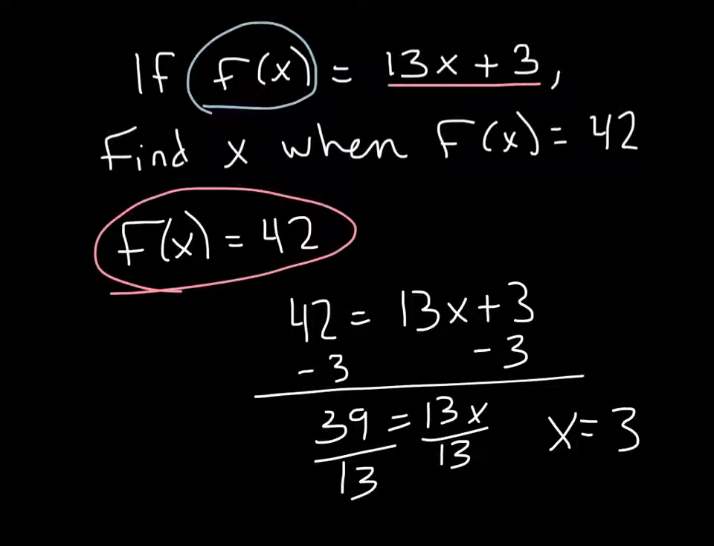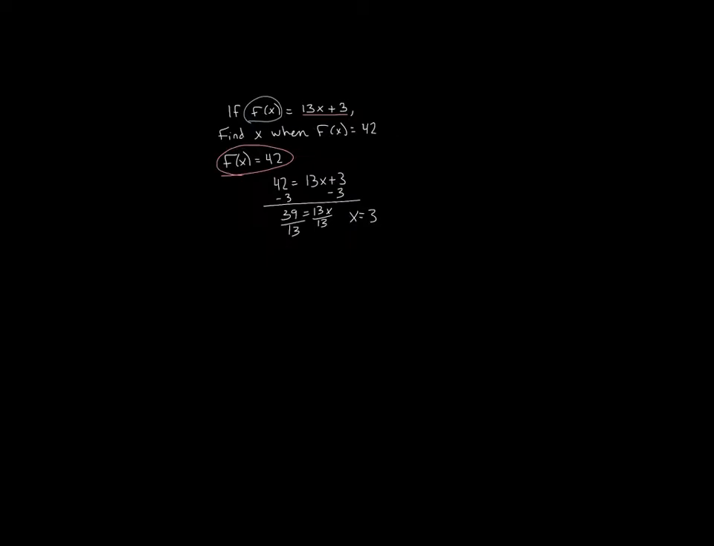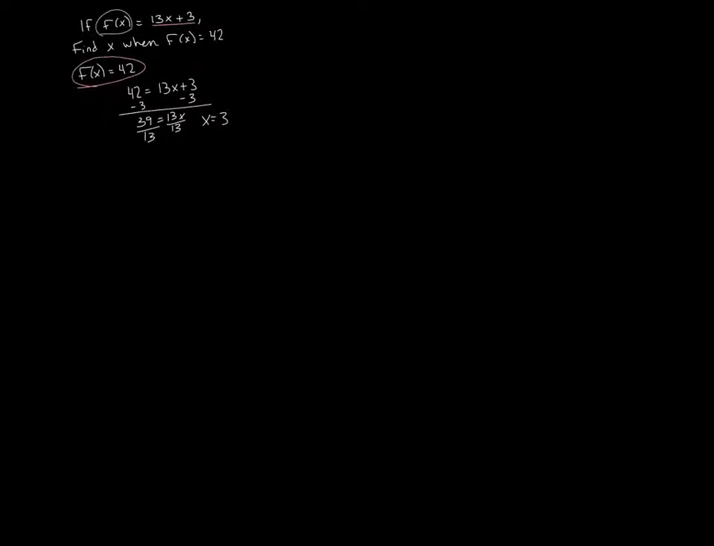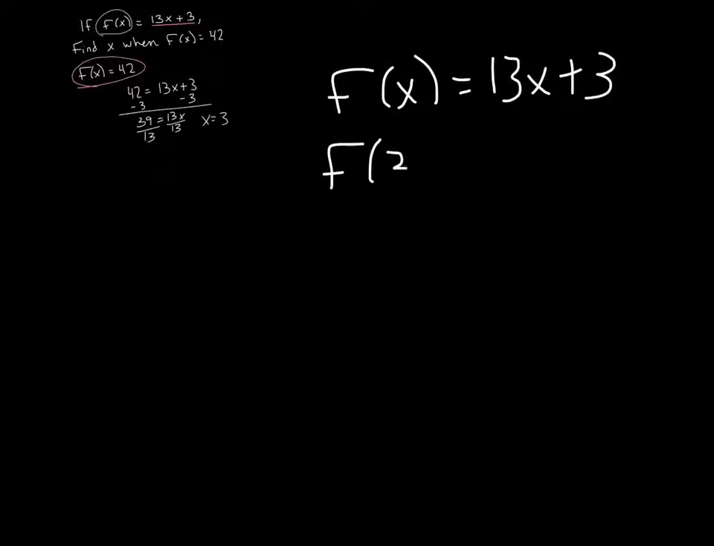Now to check this, it's real simple. To check it, I would simply plug in the 3 into my original function, which was f of x is equal to 13x plus 3. I would simply evaluate f of 3 to see if it indeed equals 42. Does it equal 42? Let's find out. If it does, then we know we did it correctly.